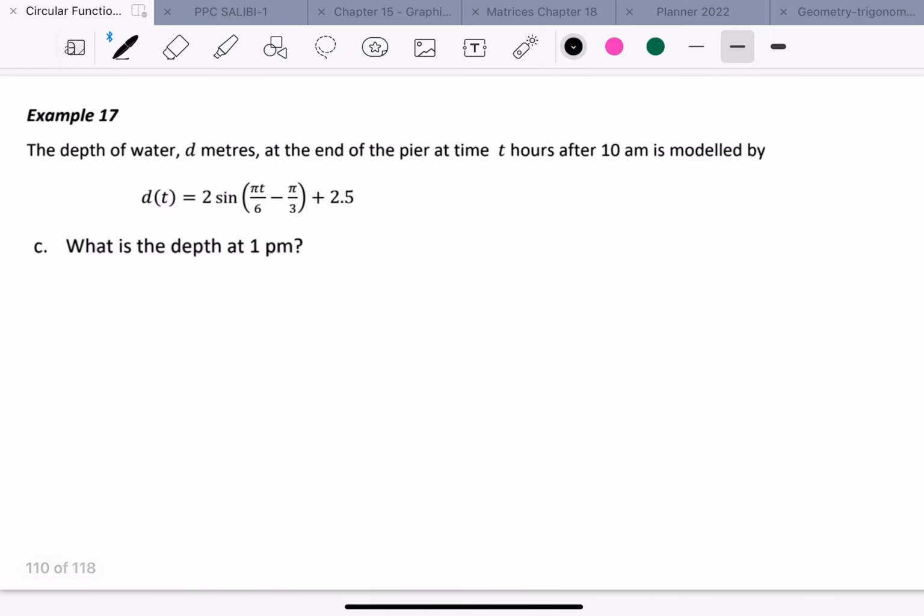Part C, what is the depth at 1 p.m.? So we have to be careful. Remember that t equals 0 is 10 a.m. So t equals 3 would be 1 p.m., because that's 3 hours afterwards. So what I'm doing is I'm going to substitute 3 into the function. It is probably easier to just type this straight onto your CAS calculator. So let's go ahead and do that onto our CAS.